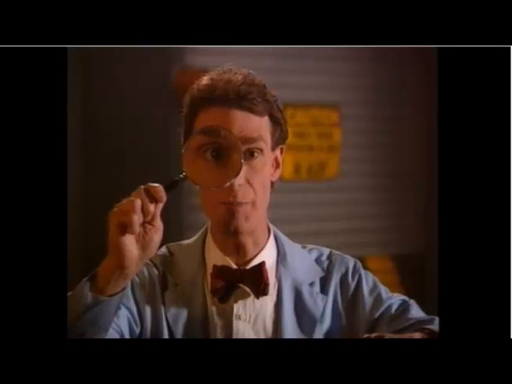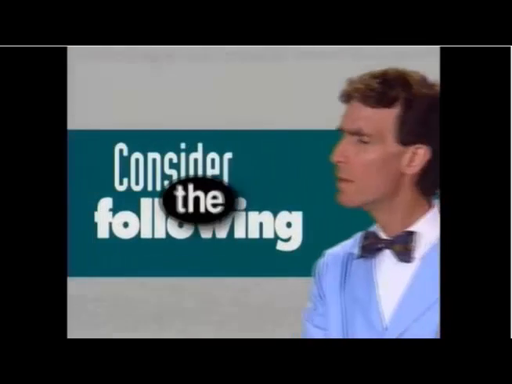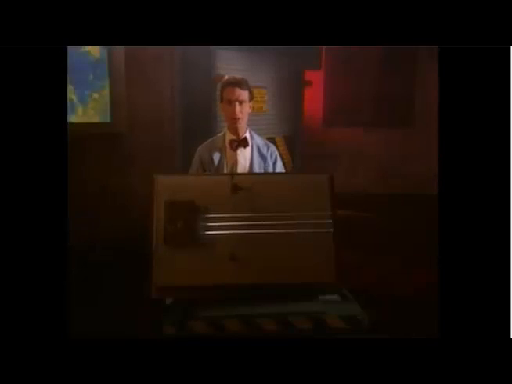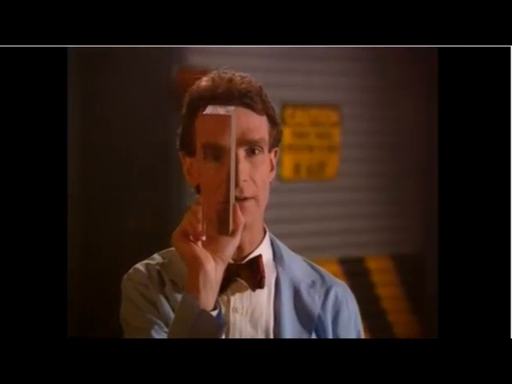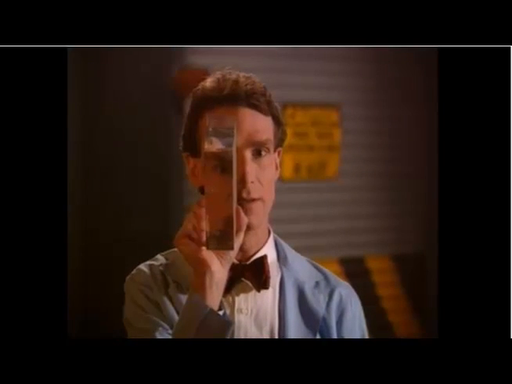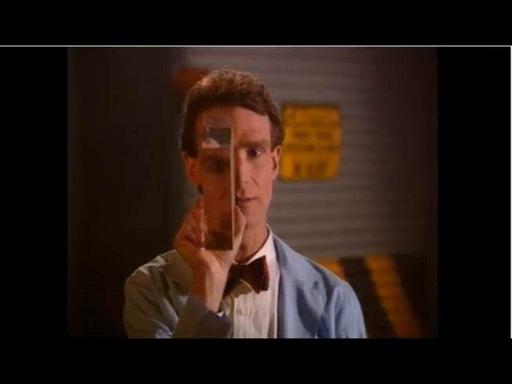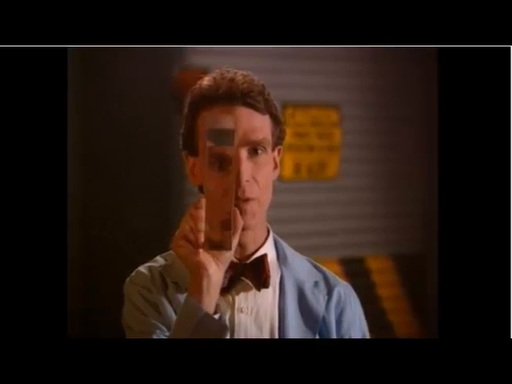This magnifying glass is making my eye look big. Now, why is that? I don't know. Please consider the following. When light enters something like air, water, glass, or plastic, it slows down a little. And when it slows down, it changes direction. See how one eye is lower than the other? See? Take a look at this.